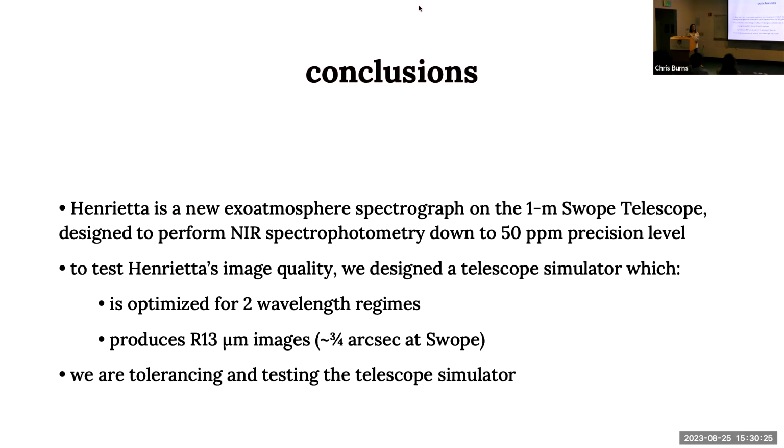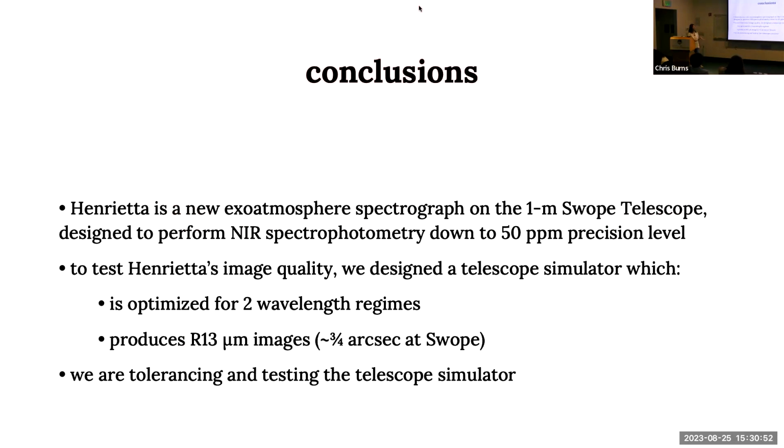So in conclusion, I would like to drive the following points home. Henrietta is a new exoplanet atmosphere spectrograph that is designed to perform spectrophotometry of exoplanet atmospheres in the near infrared down to the precision level of 50 parts per million. And we want to confirm that the image quality that Henrietta delivers does not become the limiting factor to achieving this spectrophotometric precision level.